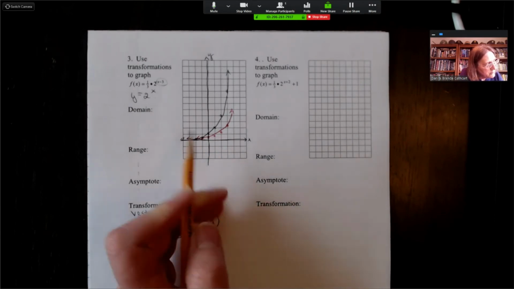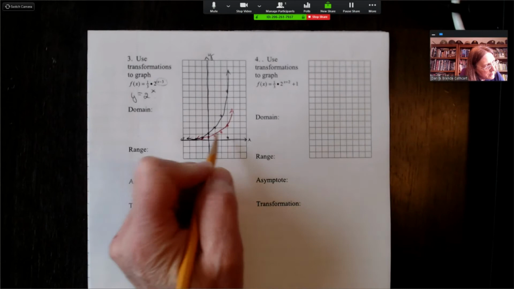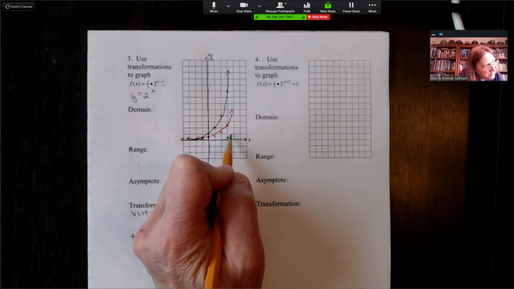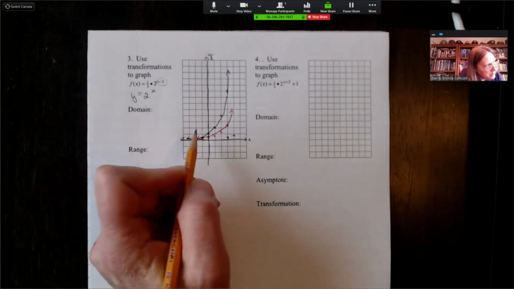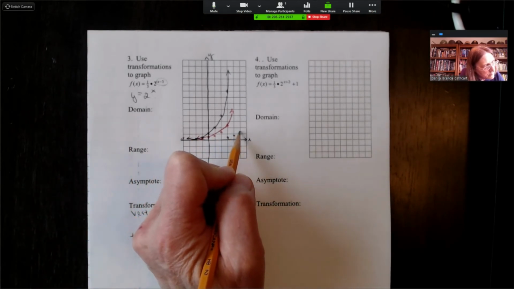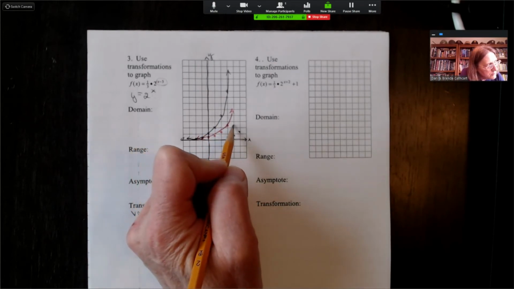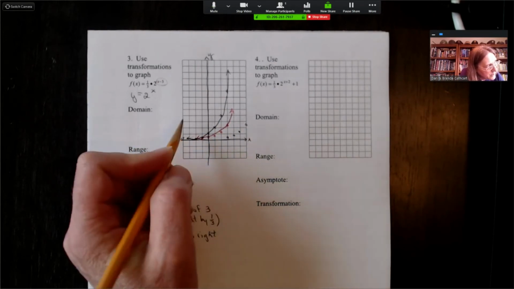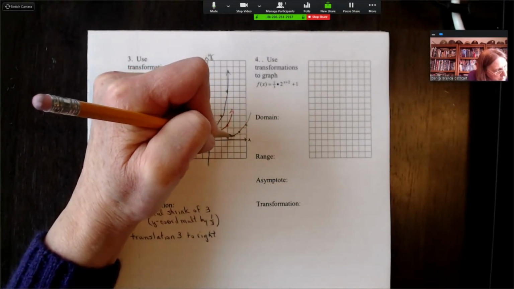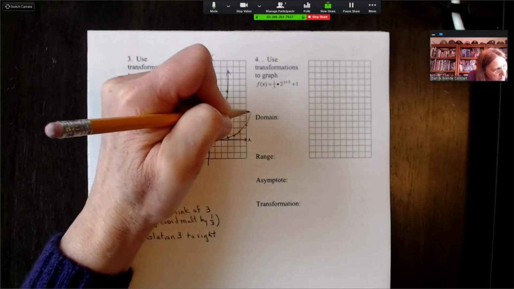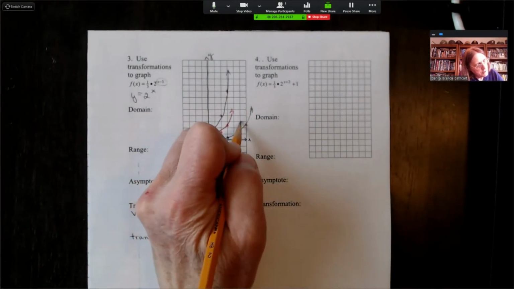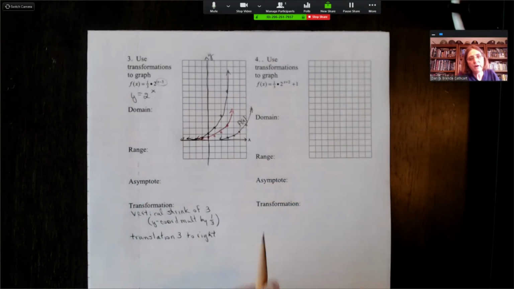So 1, 2, 3. Move this point 3 to the right. 1, 2, 3. And again, 3 to the right. 1, 2, 3. And 1, 2, 3. And we see our new graph here moved over 3 to the right. So here's our final graph of f of x.